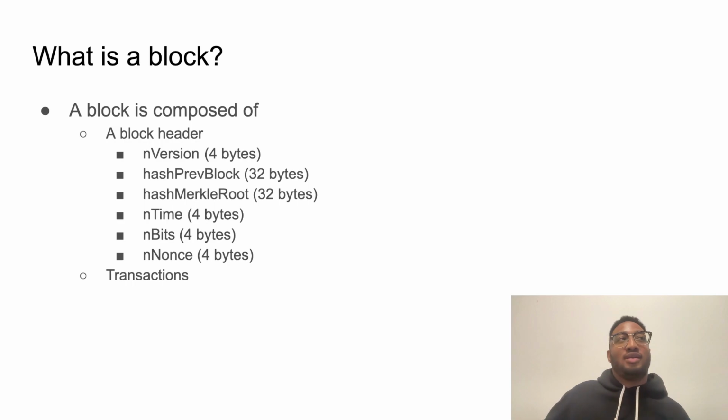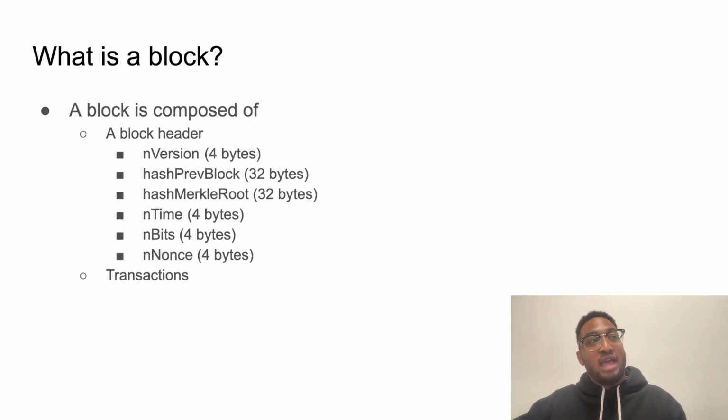What is a block? You kind of need to understand this to understand how blocks are stored. A block is composed of a block header, so it has a version. If people don't know, blocks have versions just like transactions. You have the hash of the previous block, which is the whole point of the blockchain, to include some ID from the last block into the current block. And then you have a hash Merkle root, which is kind of like a commitment, a hash, to all the transactions that are included in a block.